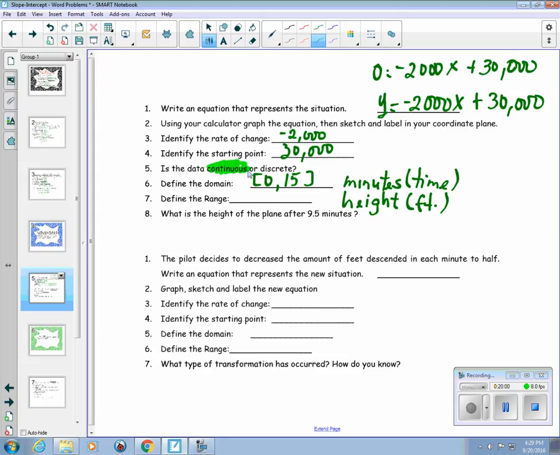The range would be the height, yes, and it's from 30,000 to 0 because the height needs to be 0, right? Otherwise, if it's negative, it crashed. It went underwater, right? So it would be from 0 to 30,000 because the range would be feet. All right, what is the height of the plane after 9.5 minutes?